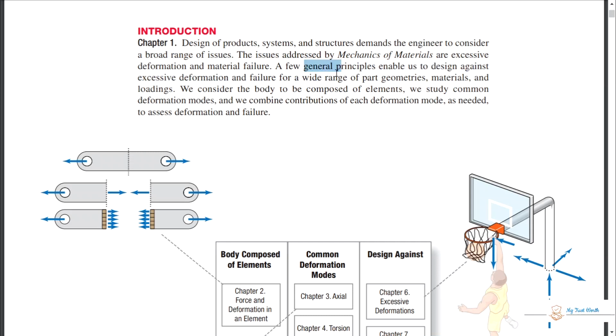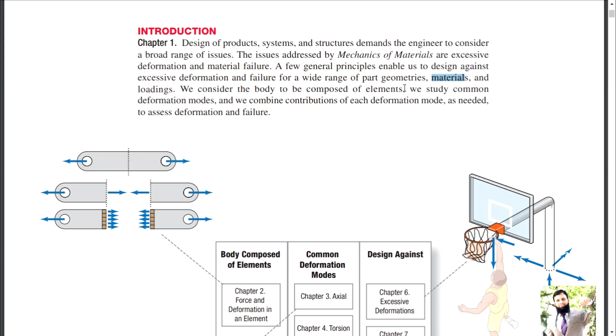So you have to consider a wide range of geometry, material and loading conditions. Loading conditions are external, and geometries and materials are in your control regarding design. So we consider the body to be composed of elements. We study common deformation modes, and we combine the contribution of each deformation mode as needed to assess deformation and failure. How are we going to deal with this? We assume there is a body which is resisting some forces, and we want to study that body under different forces.